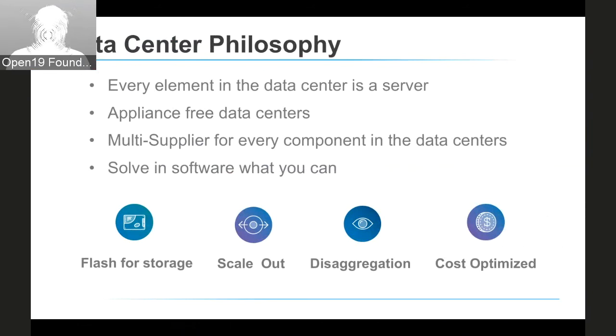Disaggregation is an interesting term. It has different meanings for different people, but what we mean by disaggregation is that every element is independent. There's no element which actually covers a significant portion of the data center or even of a rack. Every element in the rack and in the data center is completely independent. And lastly, we wanted to make the data center as cost optimized as possible. From our perspective, cost is important because everything is replicated in thousands, tens of thousands, or hundreds of thousands of times. The cost is extremely essential for us.